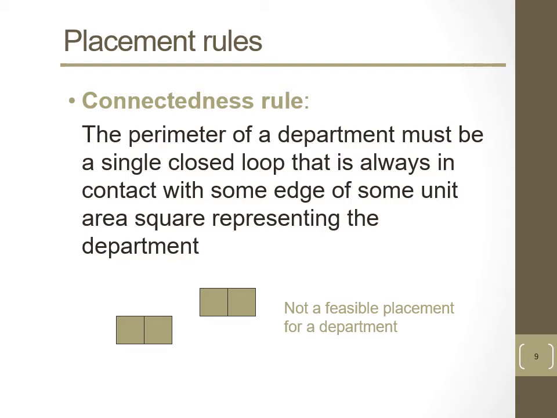this layout is not feasible. More formally, we can state this rule as follows. The perimeter of a department, so let's say we walk around the perimeter, okay, then we turn here, then we turn here, then we return here, but this is the perimeter not of the whole department, only one part of the department. But in fact, the perimeter of a department must be a single closed loop in order to satisfy the connectedness rule. Okay, so this is important.